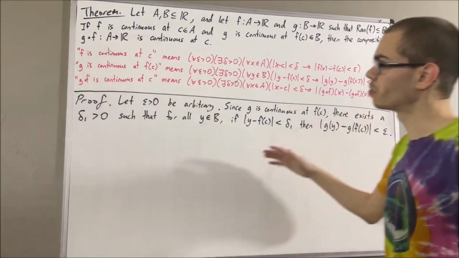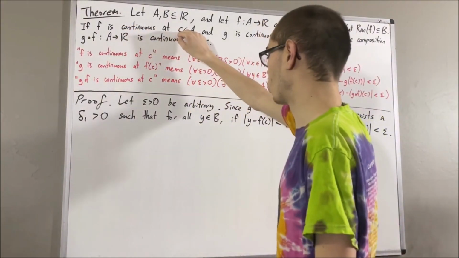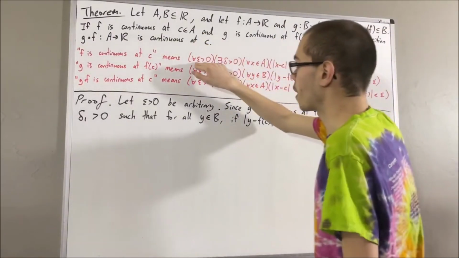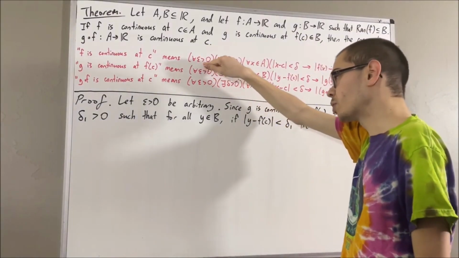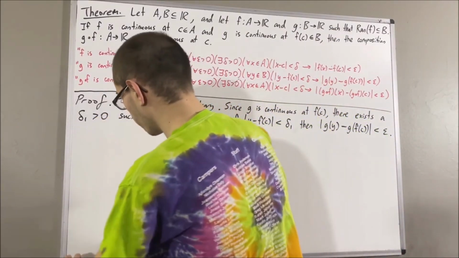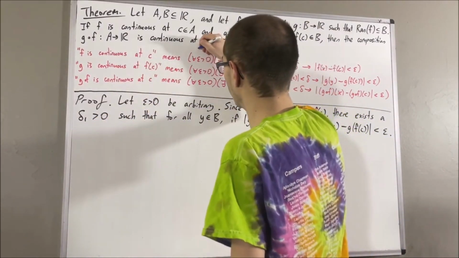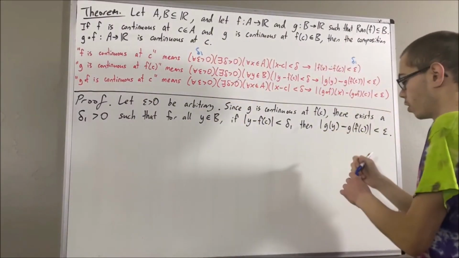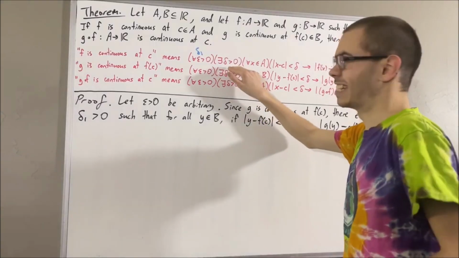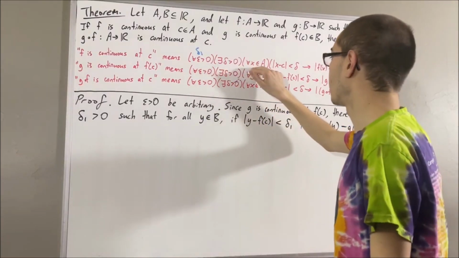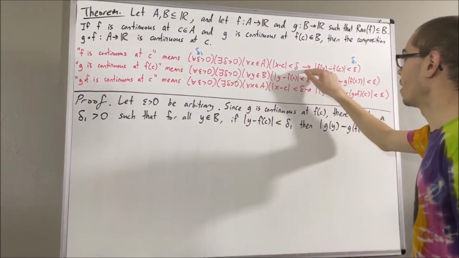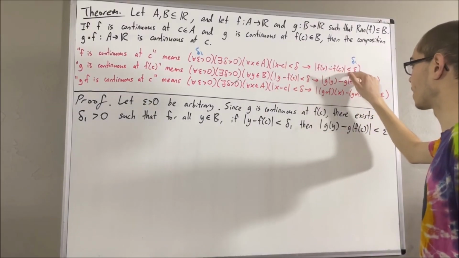But then, we also know that f is continuous at c, which means we are given that this first statement is true as well. And this first statement works for every positive real number. So in particular, it must work for the positive real number delta 1. So we're going to replace this guy with delta 1. Well then in that case, there exists a delta greater than 0. Instead, I'm going to call it delta 2, such that for all x in A, if the absolute value of x minus c is less than delta 2, then the absolute value of f of x minus f of c is less than delta 1.